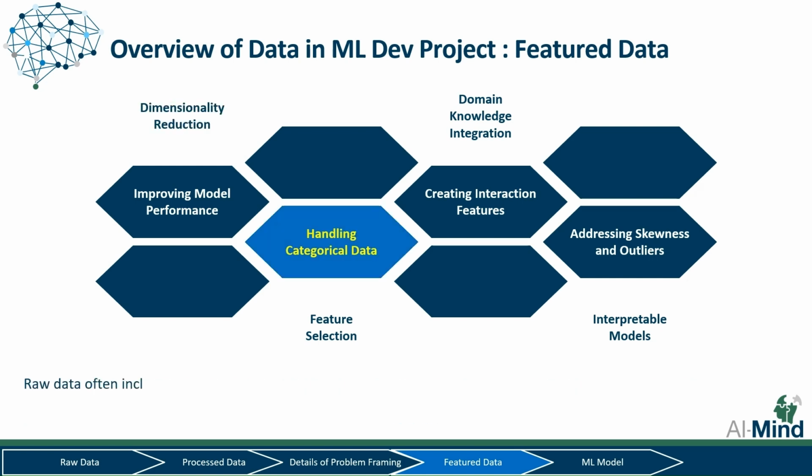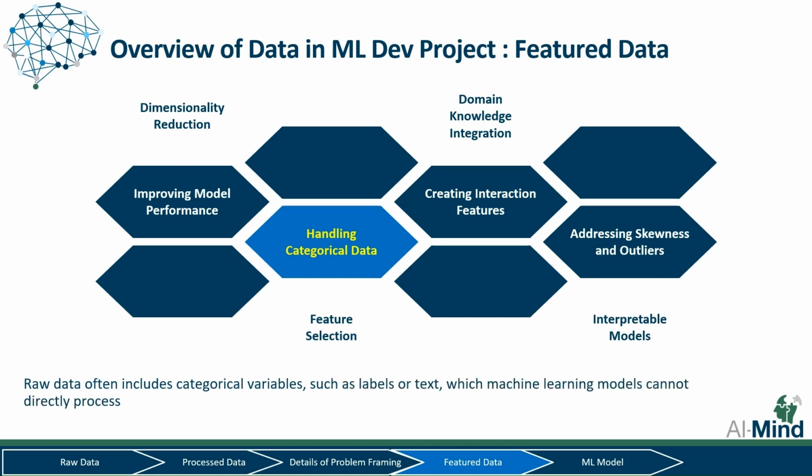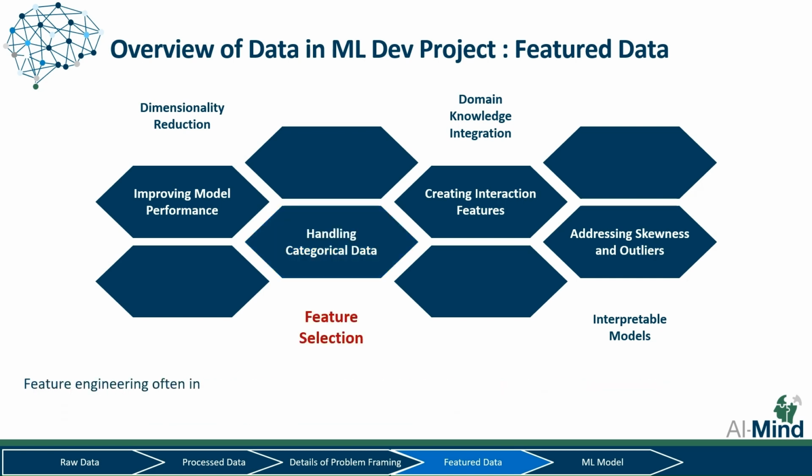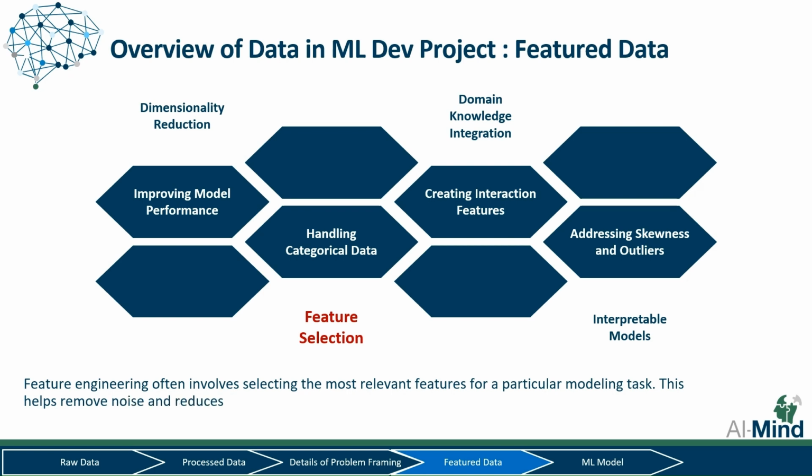Raw data often includes categorical variables, such as labels or text, which machine learning models cannot directly process. Feature engineering techniques like one-hot encoding or label encoding help transform these categorical variables into numerical features that can be used in the model. Feature engineering often involves selecting the most relevant features for a particular modeling task. This helps remove noise and reduces the risk of overfitting, making the model more interpretable and efficient.